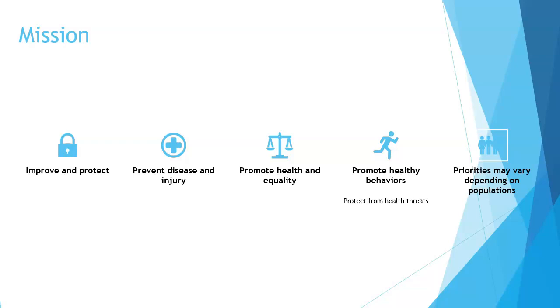Public health works to improve the health and well-being of populations by promoting health behaviors, preventing diseases and injuries, and protecting individuals and communities from health threats. The specific objectives and priorities may vary depending on the context and needs of different populations, but the fundamental mission remains consistent.